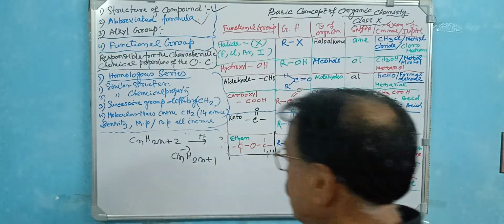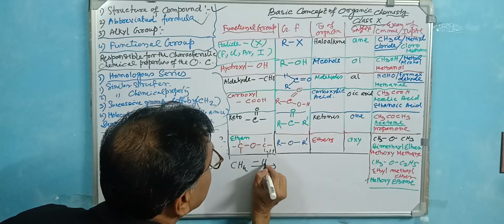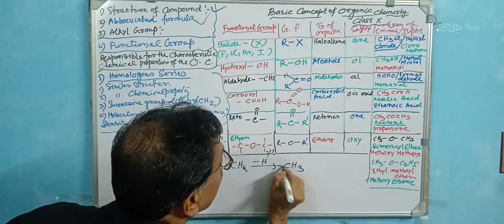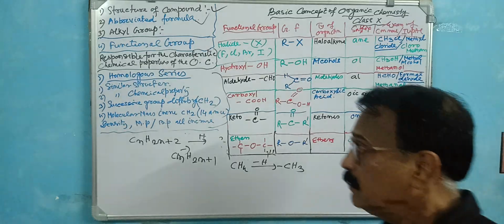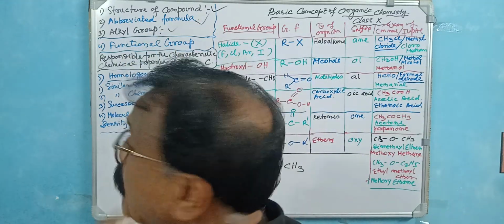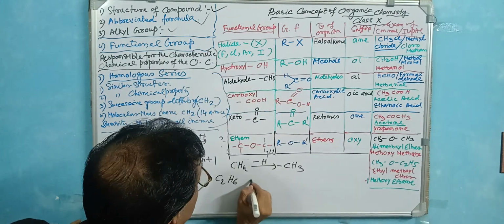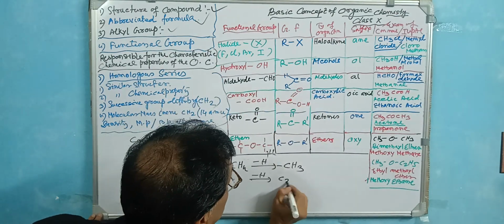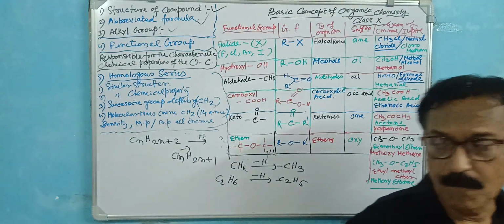In case of methane, what is the alkyl? Methyl is produced in this way. Minus H, that means CH3. This is actually called the methyl group. This is called the alkyl group. In the same way, C2H6: if you move out one hydrogen, this is C2H5. That is actually called the ethyl group.